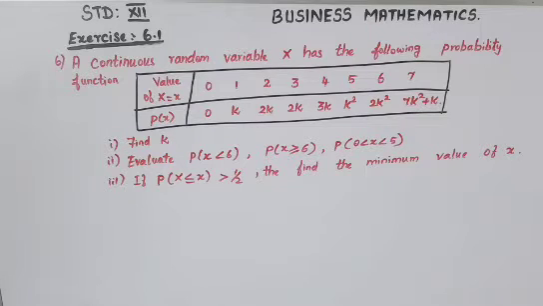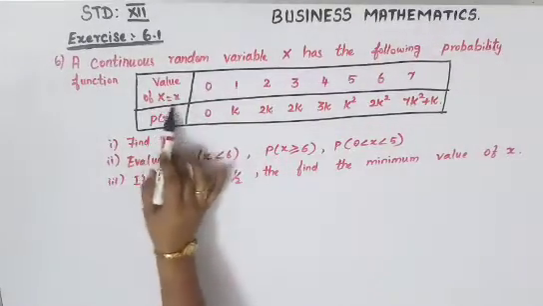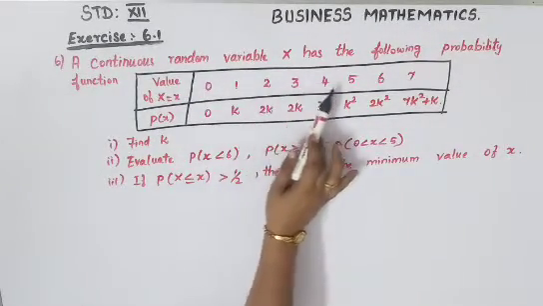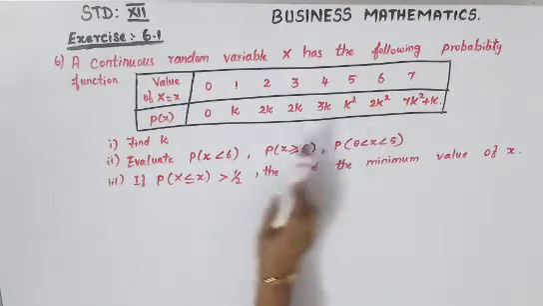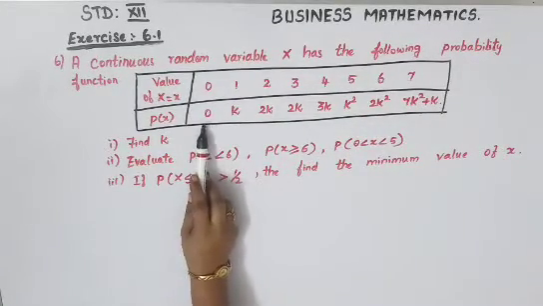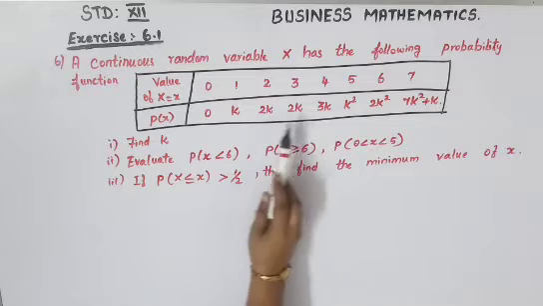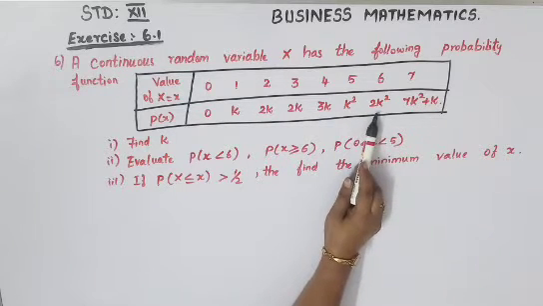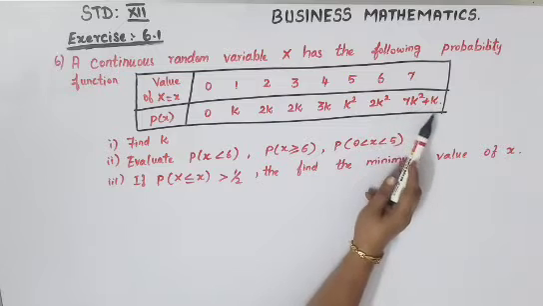Standard 12th Business Mathematics Exercise 6.1, 6th question. The continuous random variable x has the following probability function. The value of x is 0, 1, 2, 3, 4, 5, 6, 7, up to 7 it is given, and the values of p of x are 0, k, 2k, 2k, 3k, k square, 2k square and 7k square plus k.